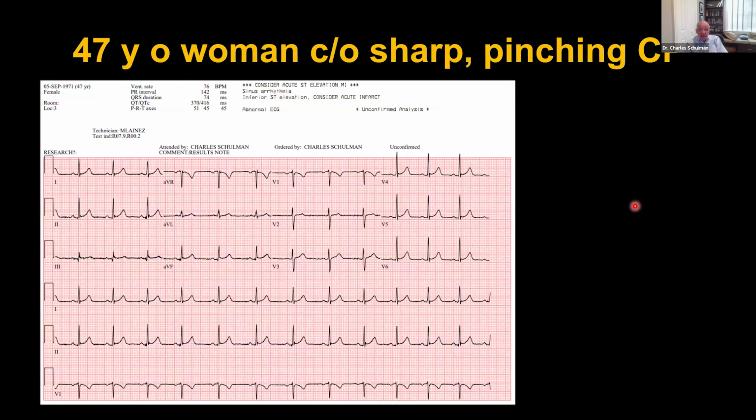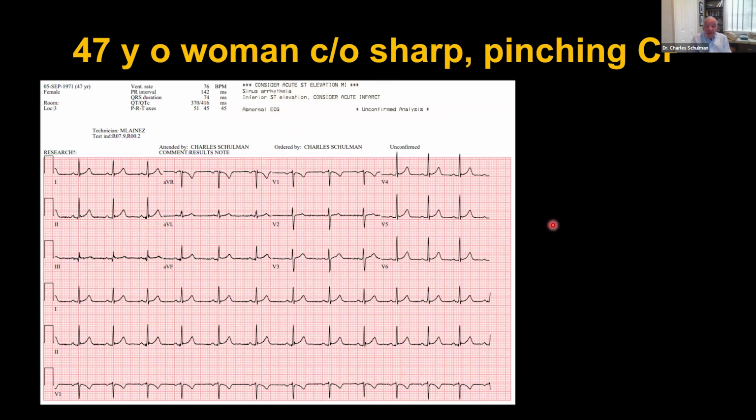Okay, now here is a 47-year-old woman who complained of sharp pinching chest pain. This tracing was given to me by one of the nurse practitioners in our clinic. And it says, consider acute ST elevation MI by the computer. Okay, so let's have a look. There is ST elevation in inferior leads and the lateral leads. But this is definitely smiley face, is it not?